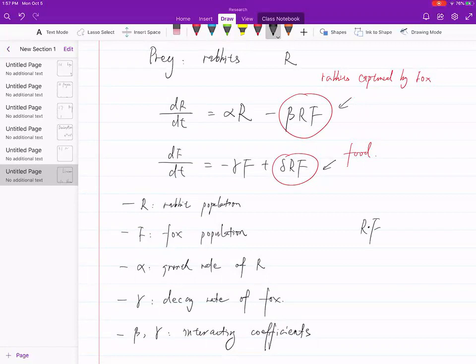That means the more fox, the easier for the fox to capture the rabbit, or the fox captures more rabbits. Okay. Also means the more rabbits, it's easier for the fox to capture the rabbit, even if you keep the fox population fixed. Still okay? That's why we have R times F. No matter which one is bigger, it's always easier for them to capture each other.